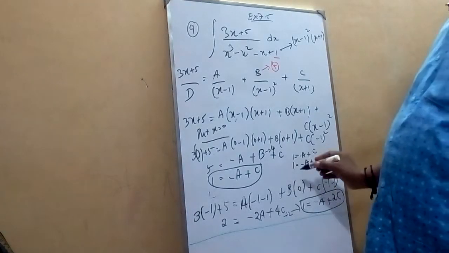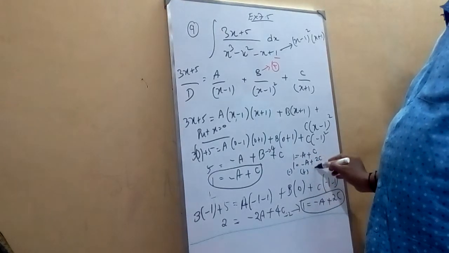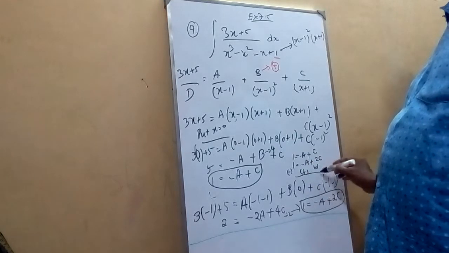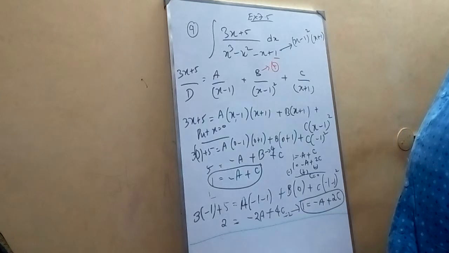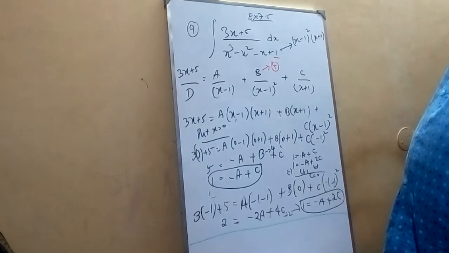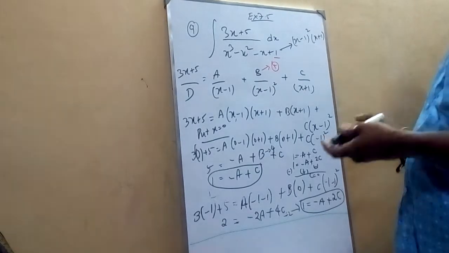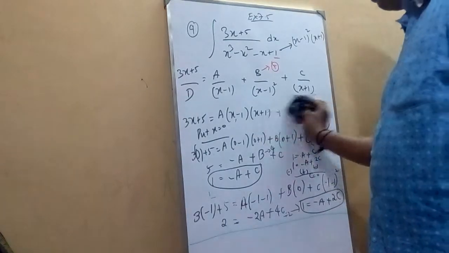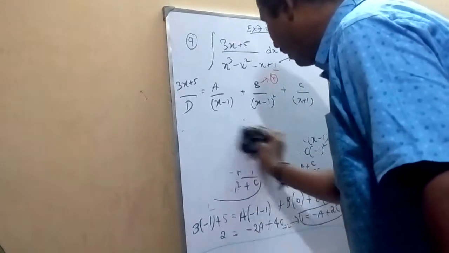So plus minus, therefore c becomes 0. C becomes 0. How? I think I may have made a mistake with the b. Let me erase it and do it again, because I am not getting the correct answer.